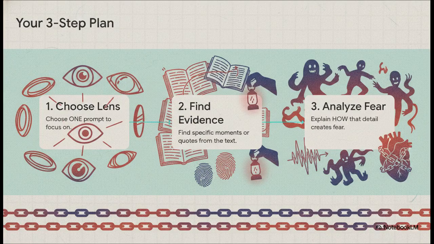So here's your simple 3-step plan. First, commit to just one lens. Don't try to do everything at once. Second, dig into the text and pull out your evidence, a specific quote, a description, a character's action. And third, and this is the most important part, explain how that piece of evidence works to build fear.